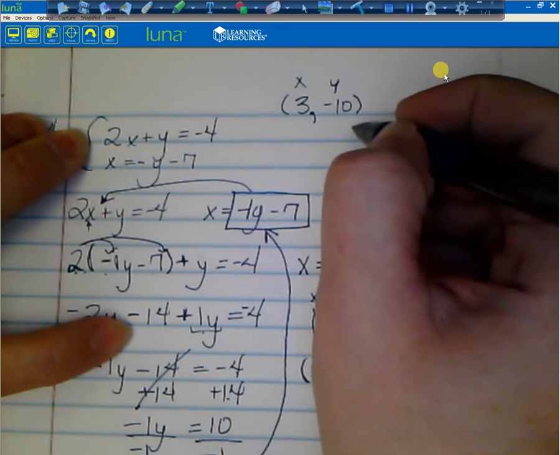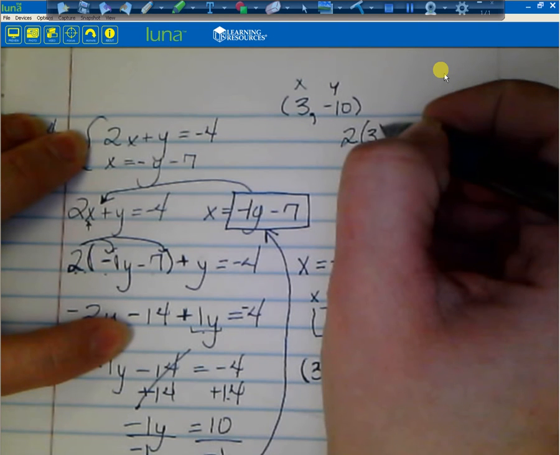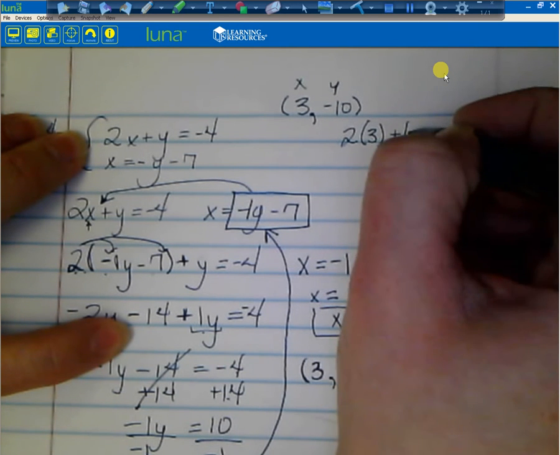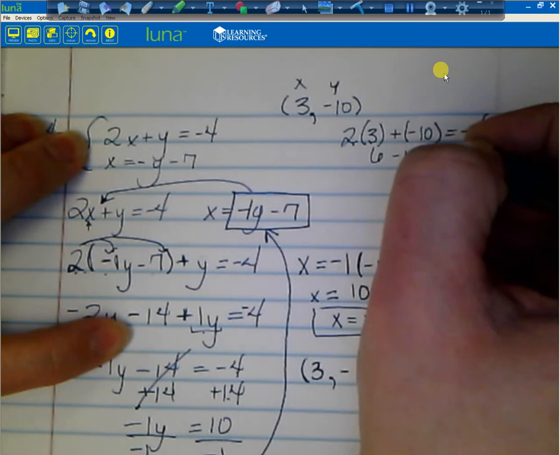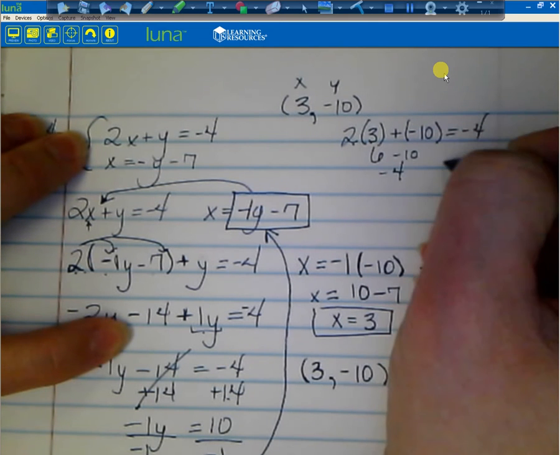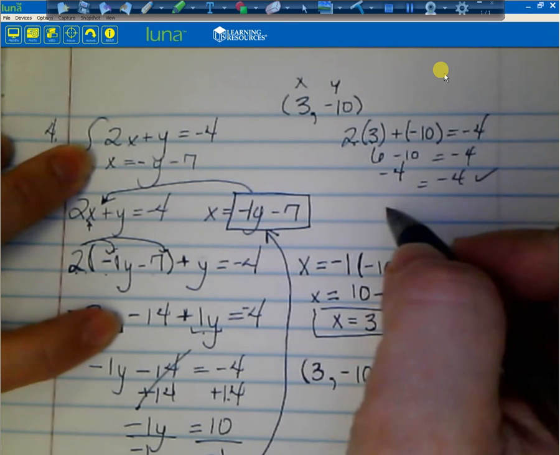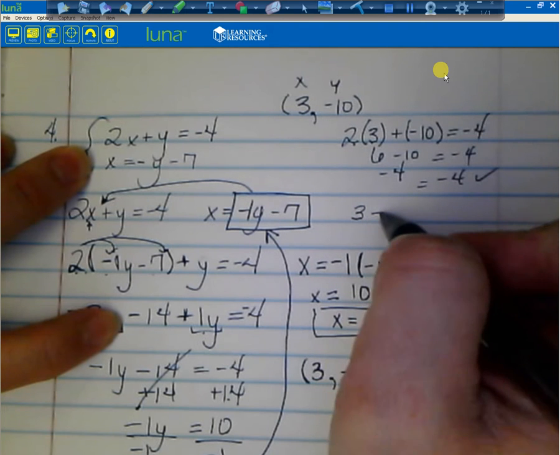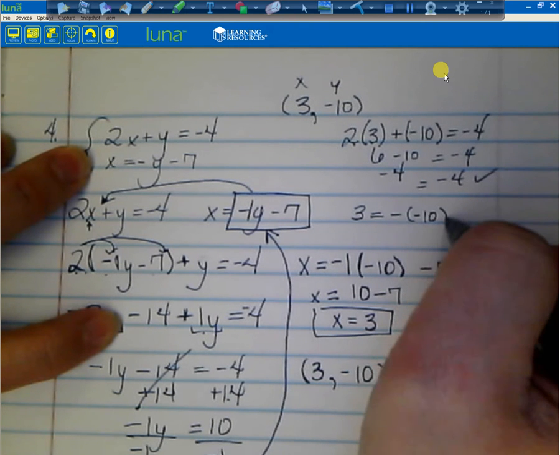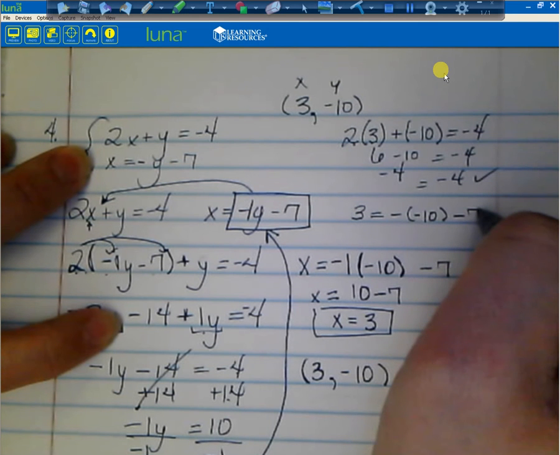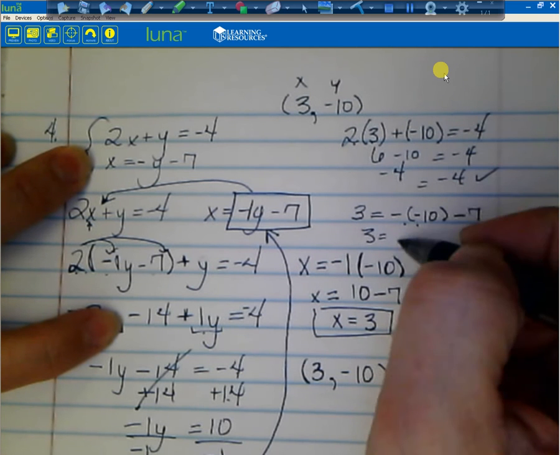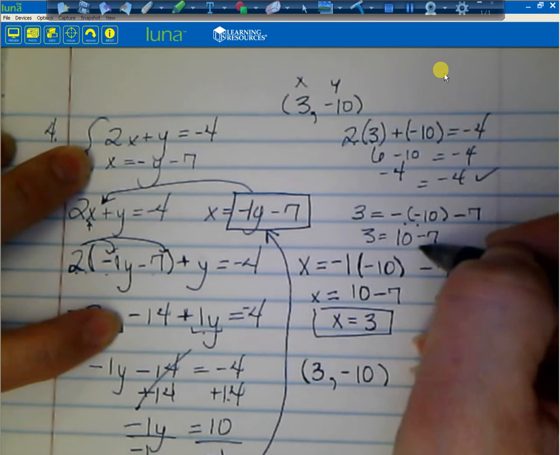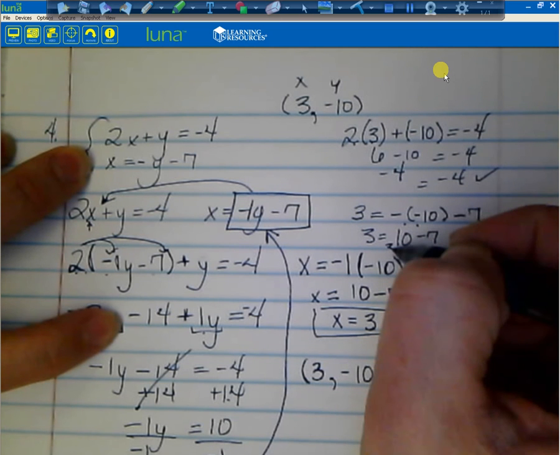All right, so I'm going to plug into the original equation 2, then my x is 3, plus my y is negative 10 equals negative 4. 2 times 3 gives me 6, minus 10 gives me negative 4, equals negative 4. So that one checks out. And then my other one, I'm going to plug in a 3 for x, equals negative 10 minus 7. Negative makes it positive, so that means 3 equals 10 minus 7, and 10 minus 7 equals 3. So that does check out to be 3 equals 3.